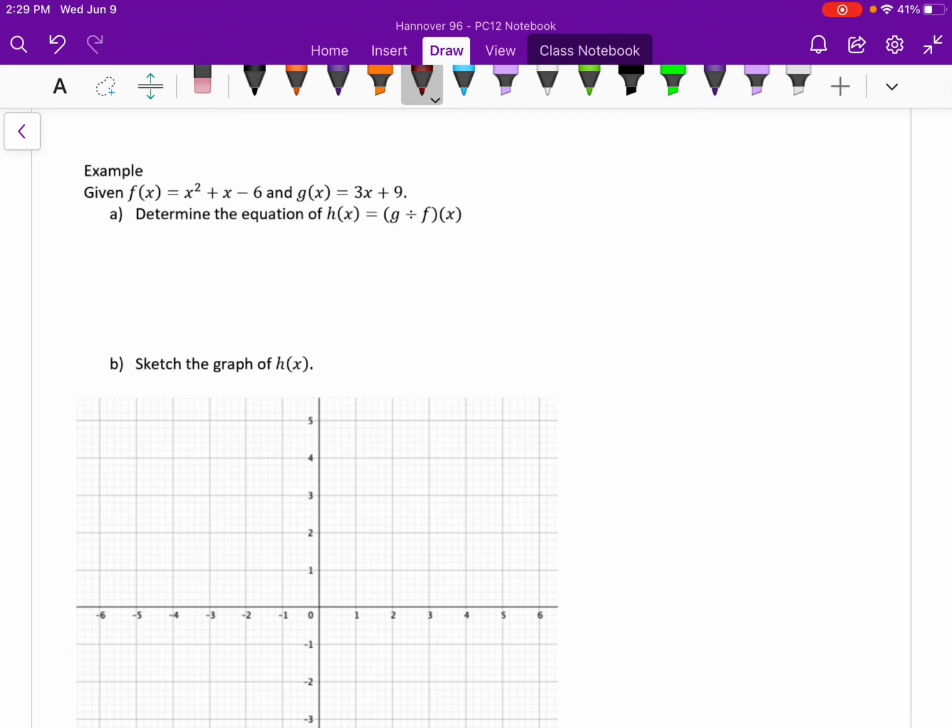What is your first instinct here? If we're going to have h of x is equal to g of x divided by f of x, we're going to determine the equation of h of x. And h of x is going to be g of x divided by f of x. Now my h of x is going to be my g of x, which is really 3x plus 9.